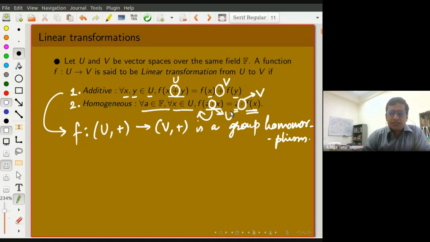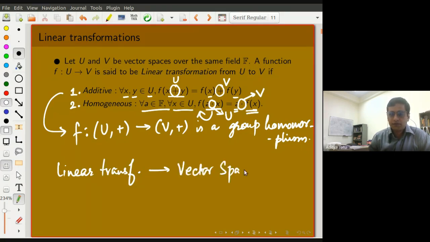Okay, so in summary, a group homomorphism is something that we can understand as a function that preserves the group operation. Similarly, a linear transformation between vector spaces can be understood as a function that preserves both the vector space operations. So in that sense, it is analogous to a homomorphism. And in fact, that is another term used instead of linear transformation. Linear transformations are also sometimes called vector space homomorphisms. They preserve both the vector space operations.